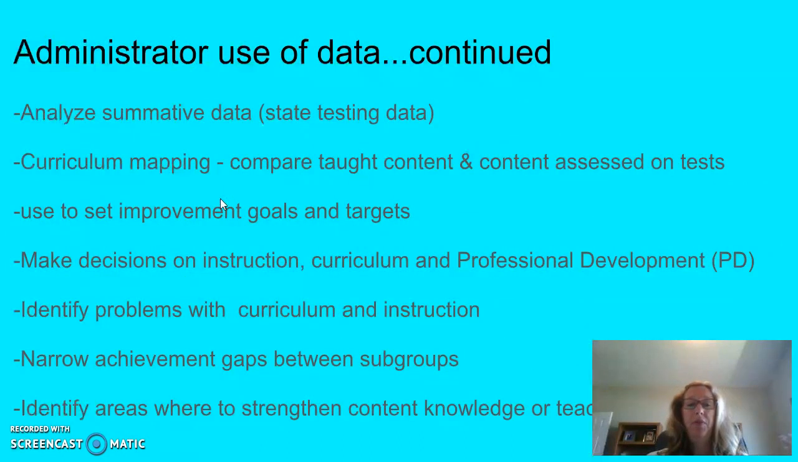Administrator use of data, so we've said why. Now, how do they use it? Well, administrators analyze summative data, the state testing data. They do curriculum mapping, comparing taught content and content assessed on tests. They use it to set improvement goals and targets, make decisions on instruction, curriculum, and professional development, identify problems within curriculum and instruction, and narrow achievement gaps between subgroups. Identify areas where to strengthen content knowledge or teaching skills.